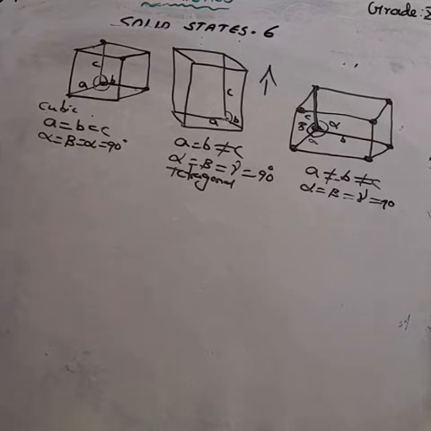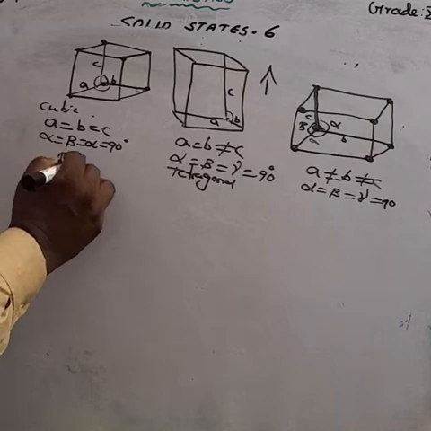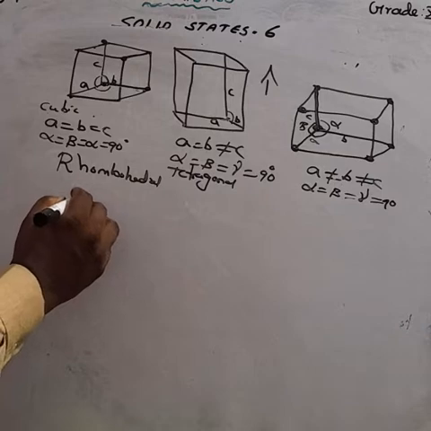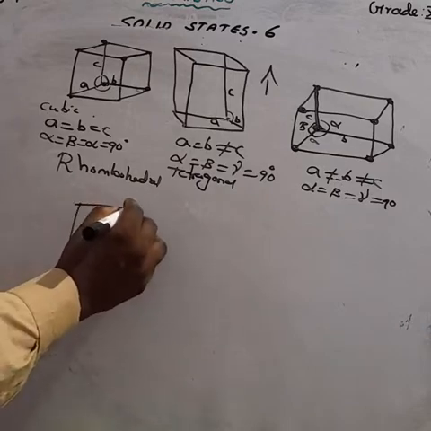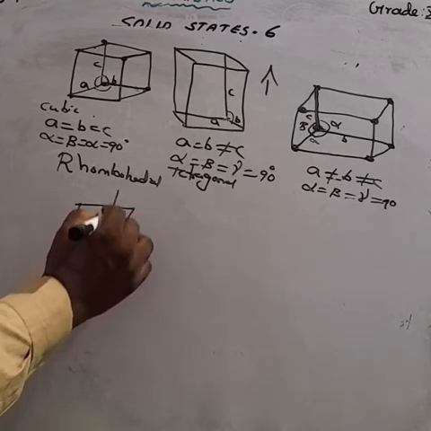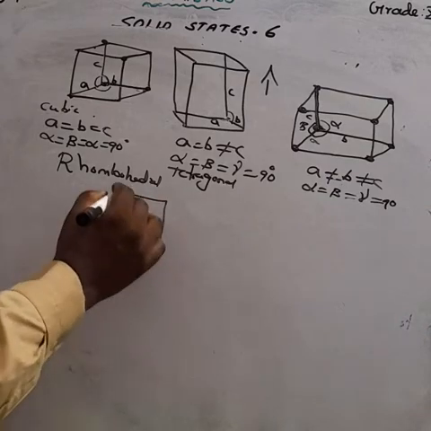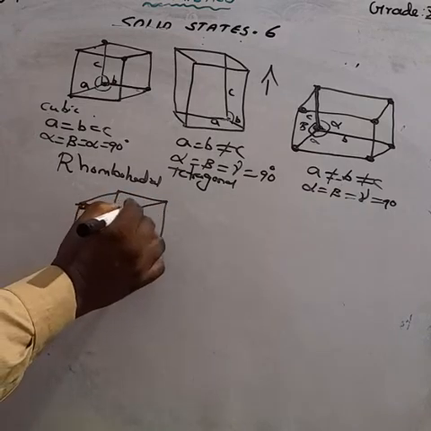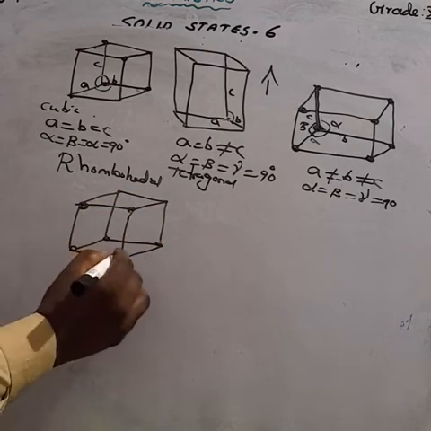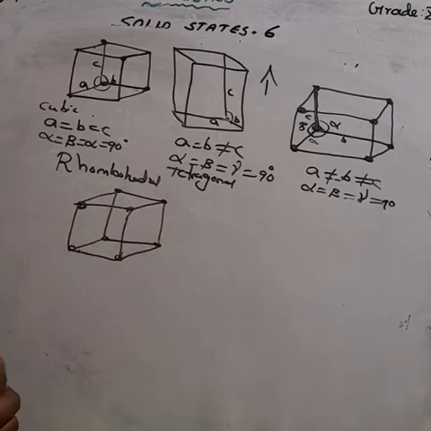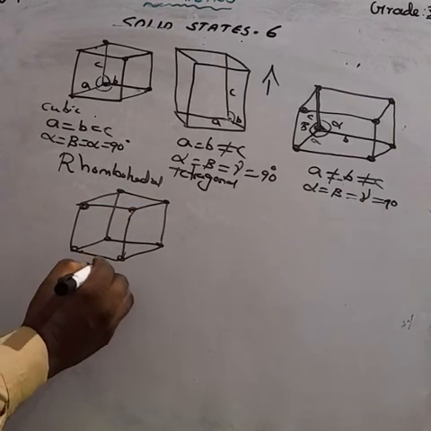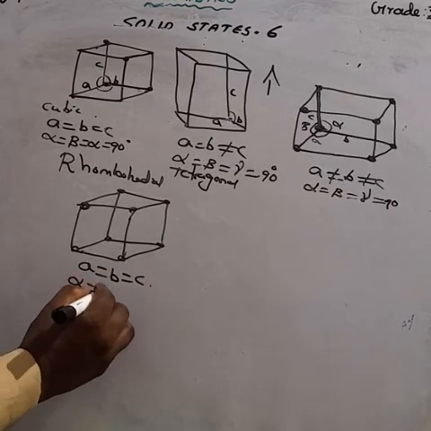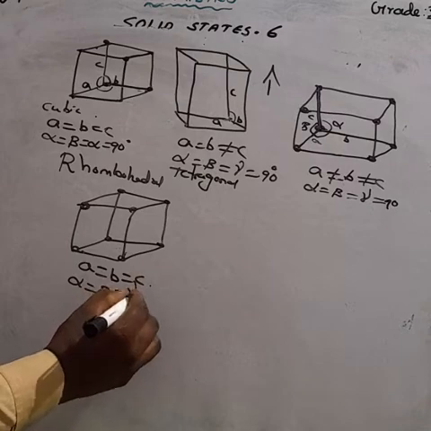Next, rhombohedral. I am drawing the rhombohedral. This is about the rhombohedral. Here what is about the length? Same length. Almost all same length. Same length means A is equal to B, B is equal to C. Alpha is equal to beta, beta is equal to gamma.